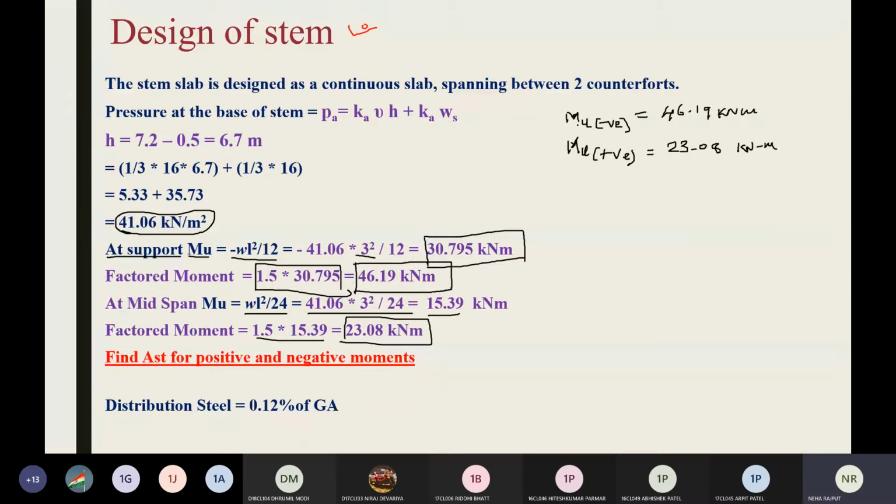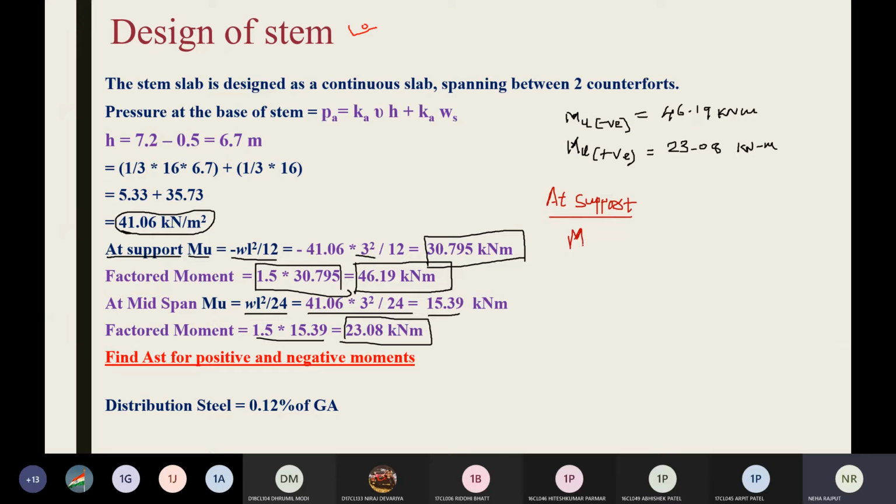Right. Now once you have this positive and negative moment, next what you are going to do, you are finding the area of steel and the detailing for the bars. That is diameter of bar and spacing of bar. So what I am doing, I am taking first the negative moment or the support moment. So at support, first I am finding the reinforcement bar for support. So at support, calculation is there.